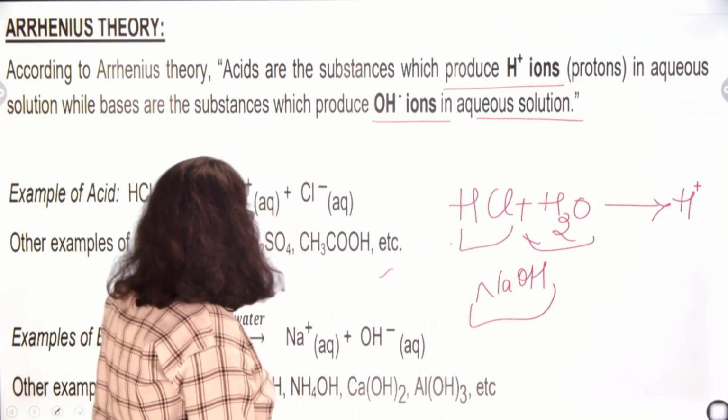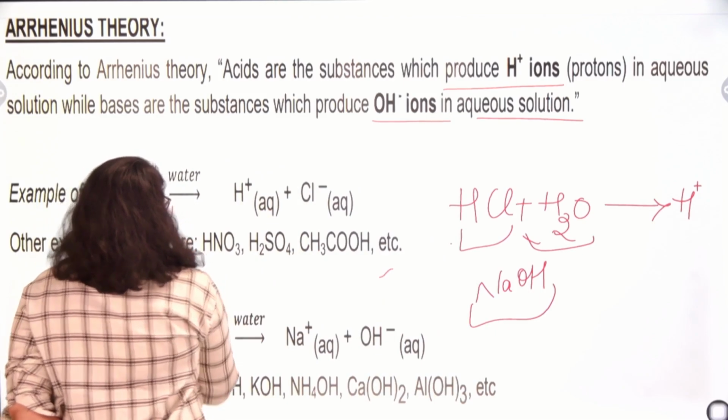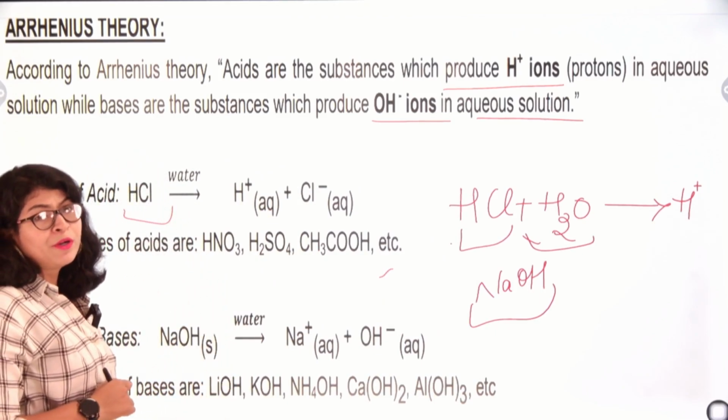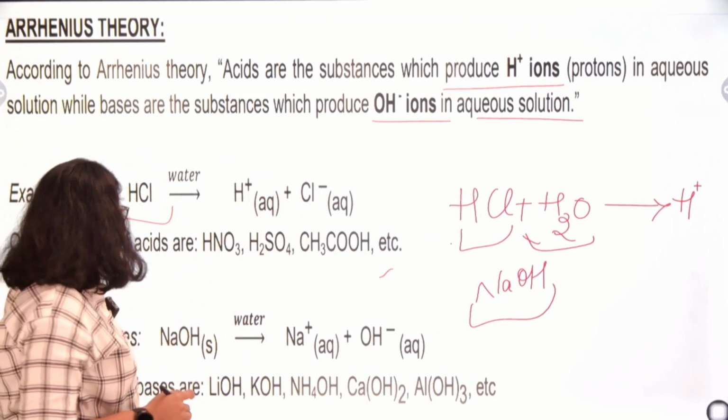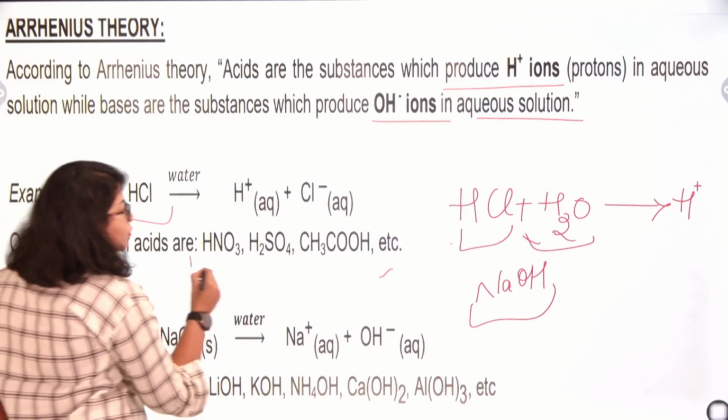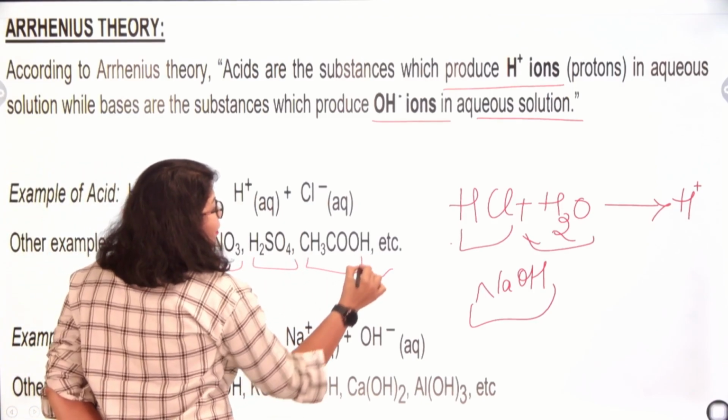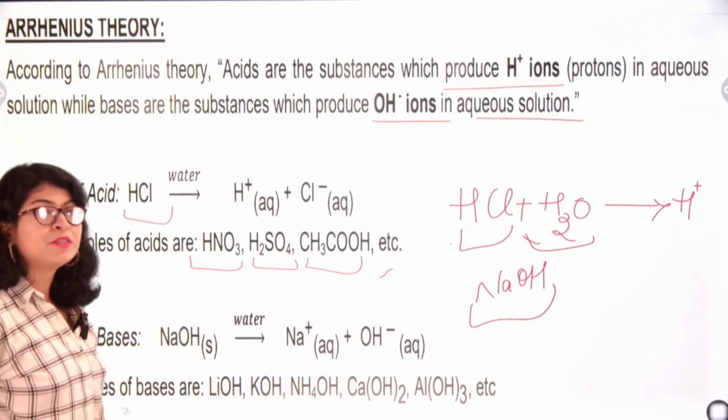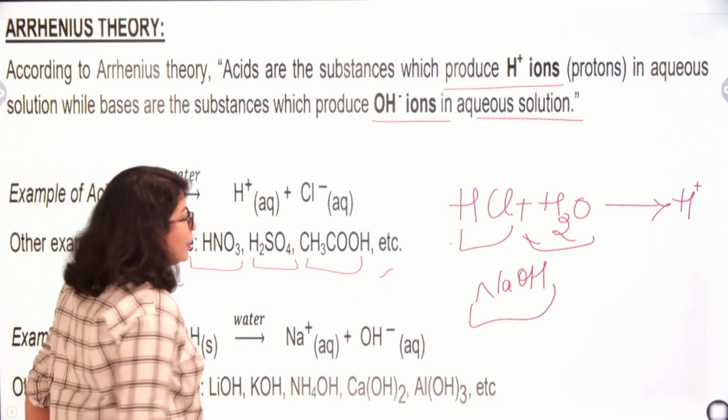So example of acid, HCl, when it is mixed with water, it breaks off into ions H+ and Cl-. Other examples are HNO3, H2SO4 and acetic acid or vinegar, which is CH3COOH, although it is a very weak acid.